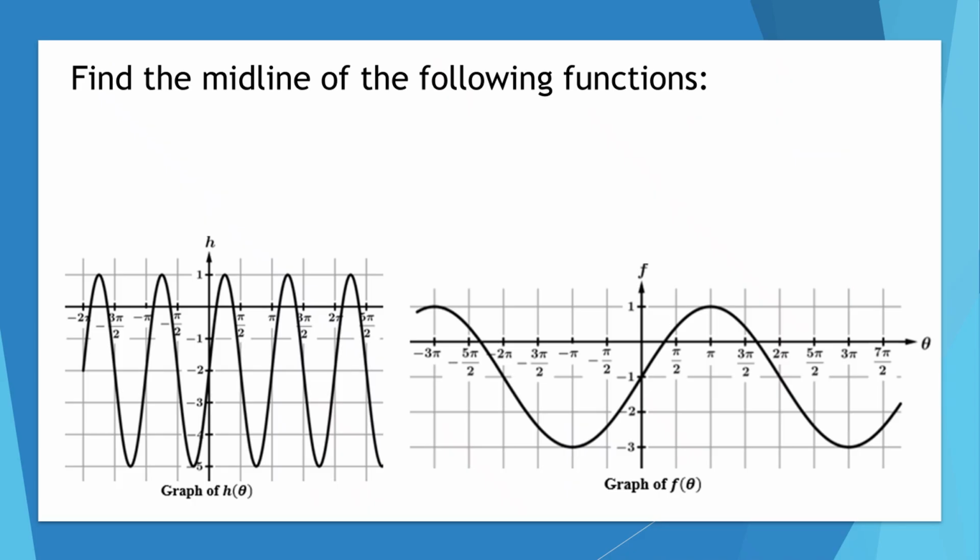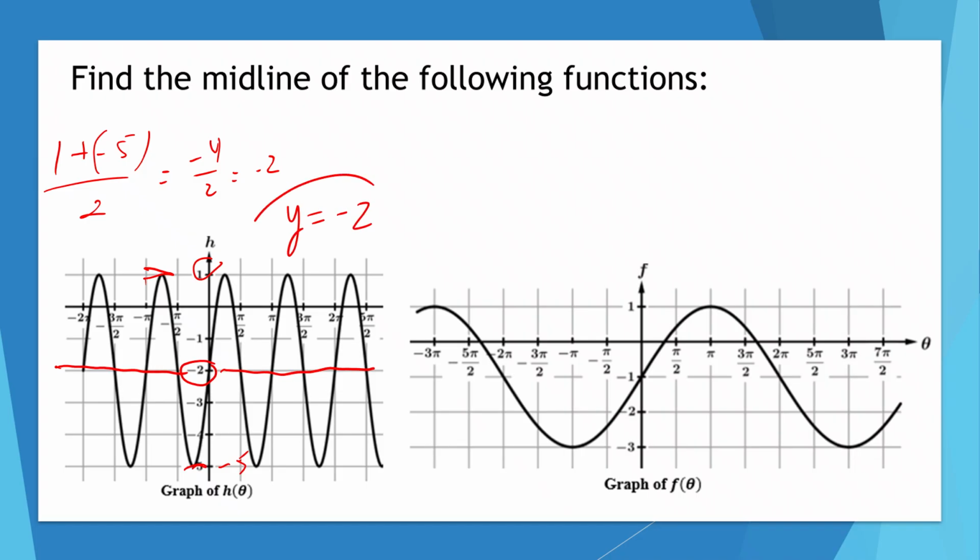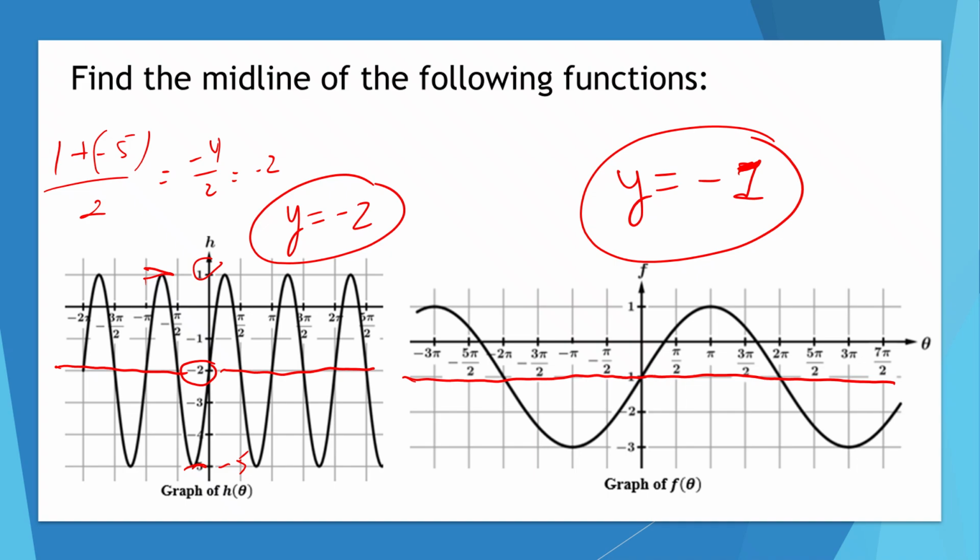Right, so find the midline of these functions here. So we have our max at 1, we have a min at -5. So 1 plus -5 over 2 is -2. You can also sometimes just tell graphically or visually that your midline is at the point that it's at. So here, y equals -2 or just -2 is good for h of theta. For f of theta, you can also kind of see this pretty clear visually, which is at -1. So that should be our answer there.